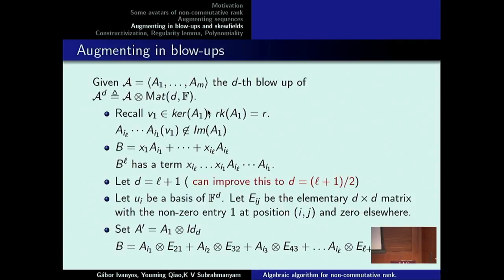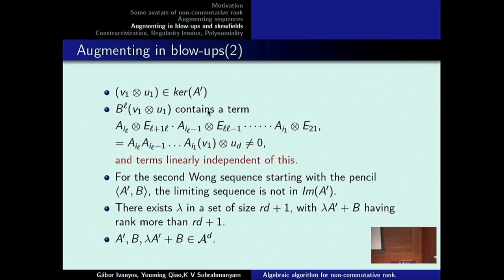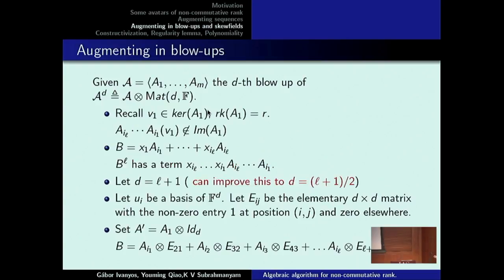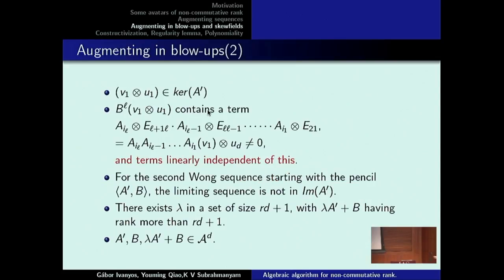Yeah, E21 being the elementary matrix with a 1 at position 2,1, E32 having a 1 at position 3,2. Now, if I look at this matrix and I look at its powers, so we are looking at this product, A_{i_L} to A_{i_1}. If I look at this, I get L+1 cross L times L minus 1 all the way down to 2,1. And lo and behold, we observe this product here.